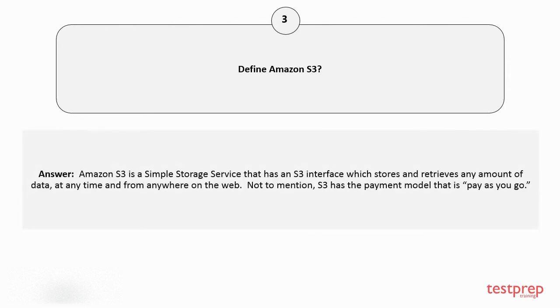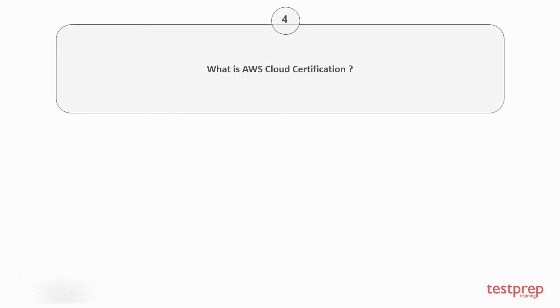Question number 3, define Amazon S3? Your answer is Amazon S3 is a simple storage service that has an S3 interface which stores and retrieves any amount of data, at any time and from anywhere on the web. Not to mention, S3 has the payment model that is pay-as-you-go.